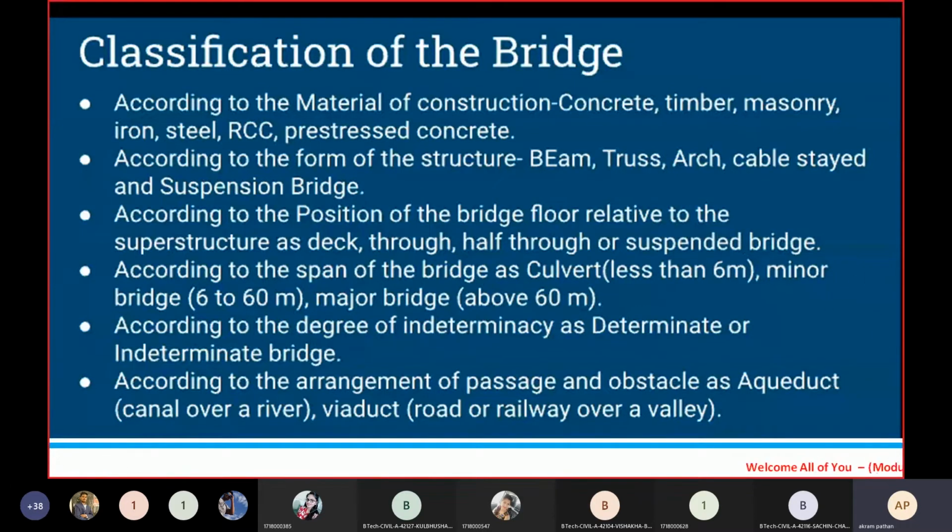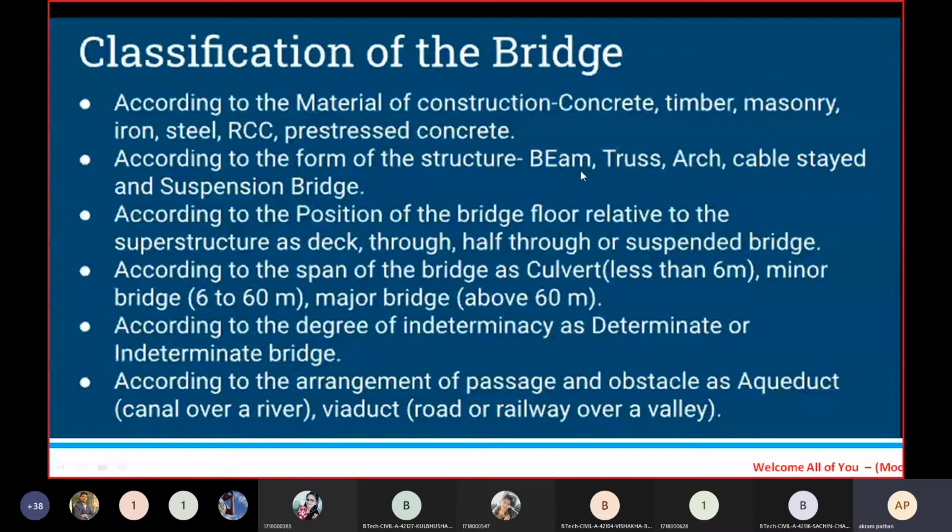Okay, as far as the material of construction is concerned, the bridge may be classified as a concrete bridge, timber bridge, masonry, iron, steel, RCC, or pre-stressed. So according to the material of construction, the bridge is classified into these six to seven categories.